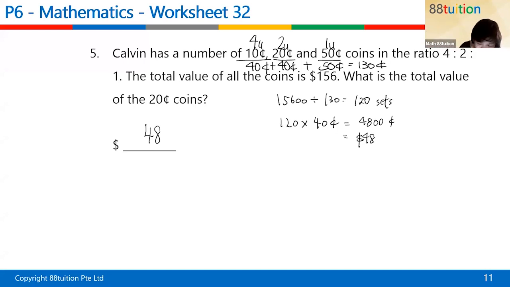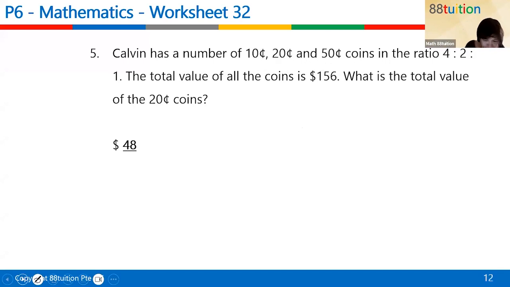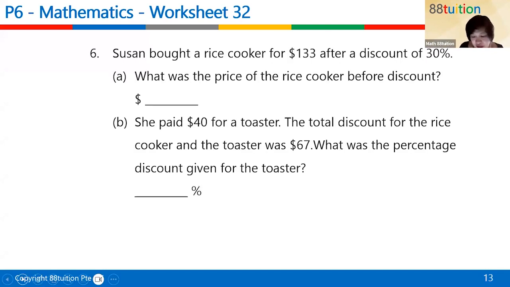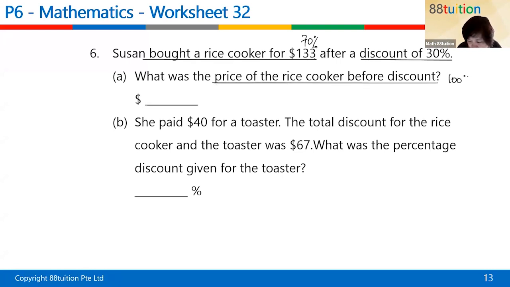Number 6. Susan bought a rice cooker after a discount. So this is what he paid after the discount, meaning he paid for 70%. Okay. The price before discount, you must find the 100%. So to find the 100%, 133 over 70, then multiply by 100. That will give you $190.